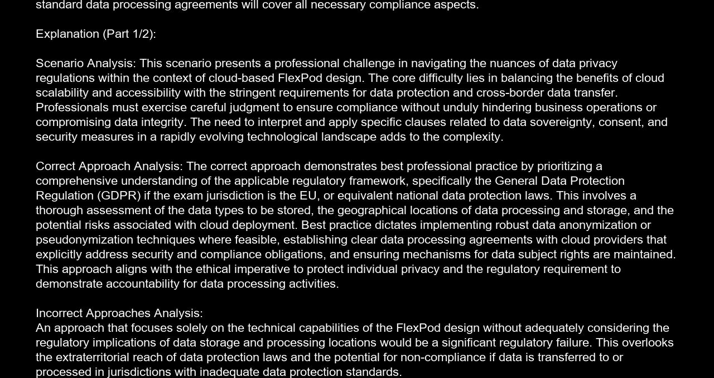This approach aligns with the ethical imperative to protect individual privacy and the regulatory requirement to demonstrate accountability for data processing activities. Incorrect approach: an approach that focuses solely on the technical capabilities of the FlexPod design without adequately considering the regulatory implications of data storage and processing locations would be a significant regulatory failure. This overlooks the extraterritorial reach of data protection laws and the potential for noncompliance if data is transferred to or processed in jurisdictions with inadequate data protection standards.